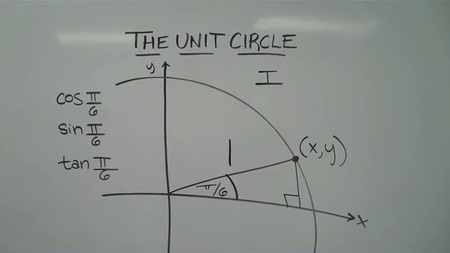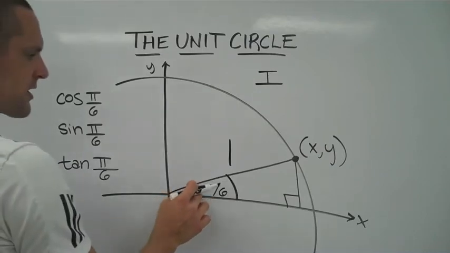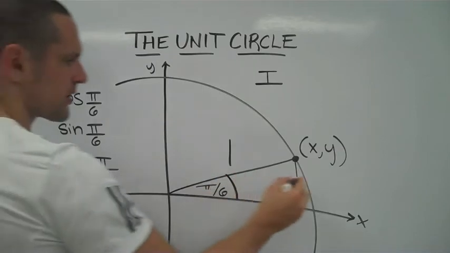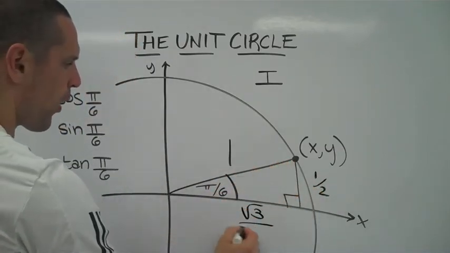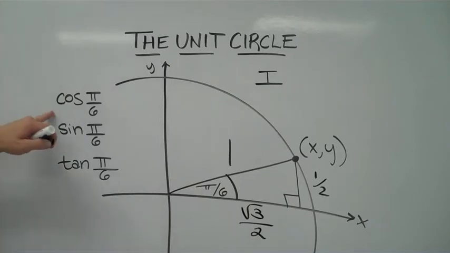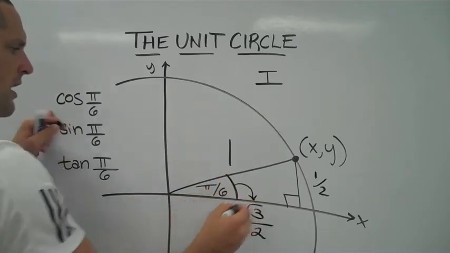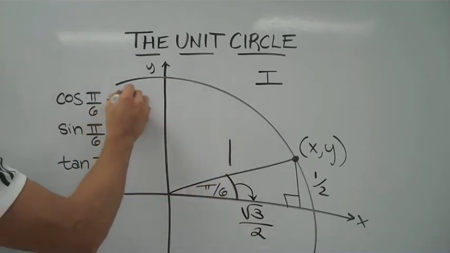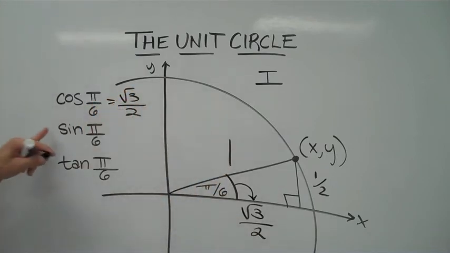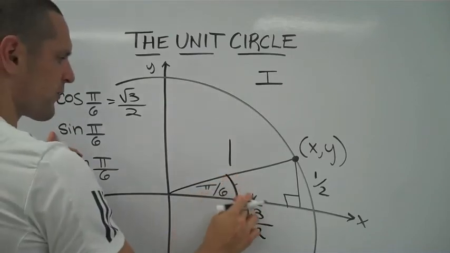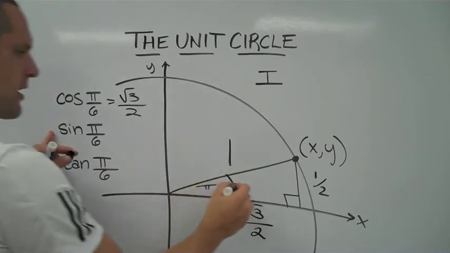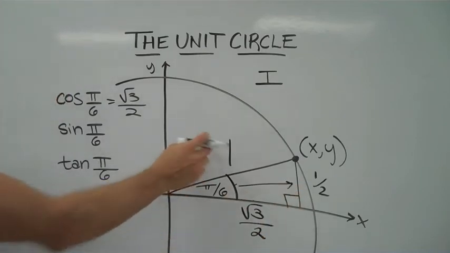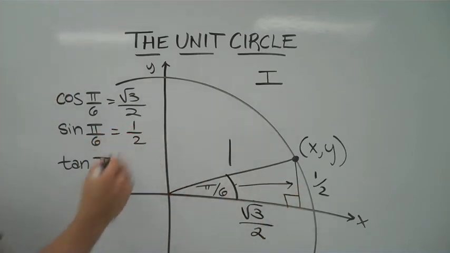Well, we remember back to our special triangles, if we consider this is 30 degrees, across from 30 degrees was 1/2, and across from the 60 degrees was the square root of 3 over 2. So we can find cosine of pi over 6 very quickly. Cosine is adjacent over hypotenuse, which would be the square root of 3 over 2. Sine is opposite over hypotenuse. The opposite is 1/2 over my hypotenuse is 1 is 1/2.